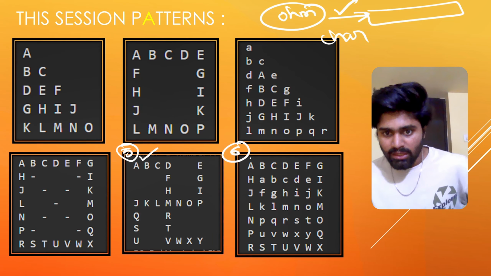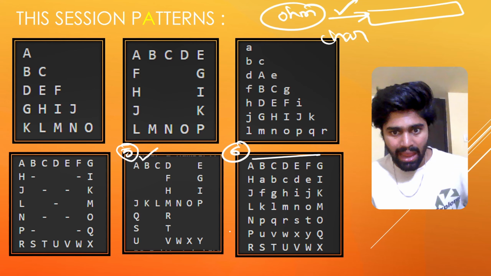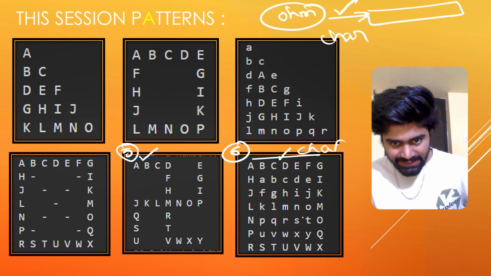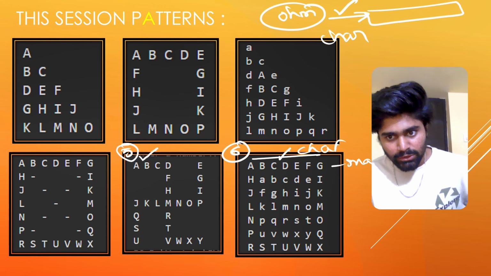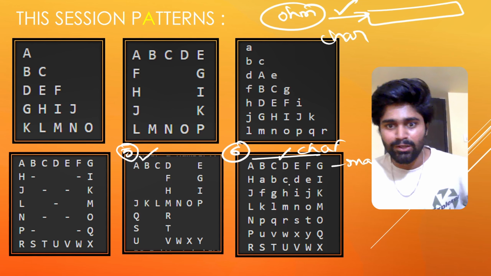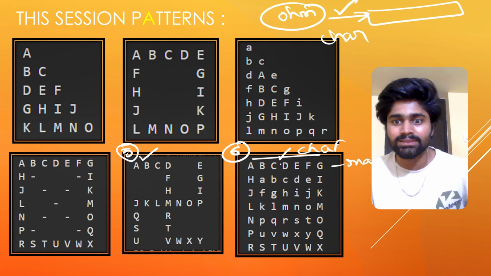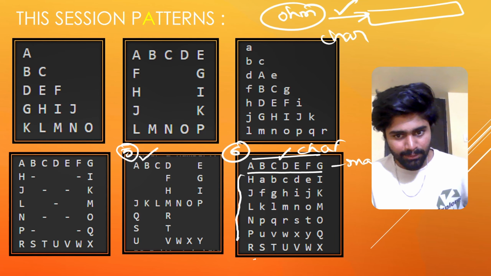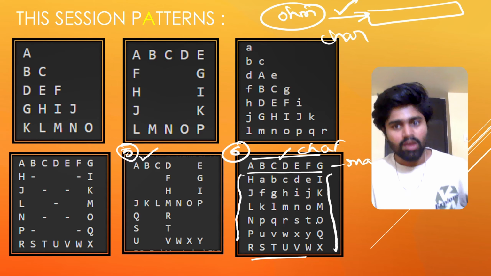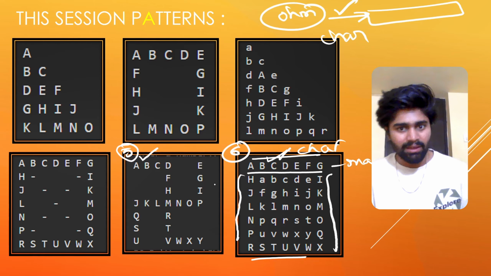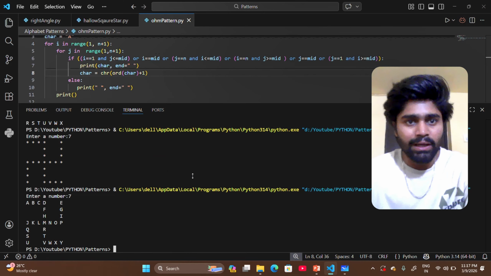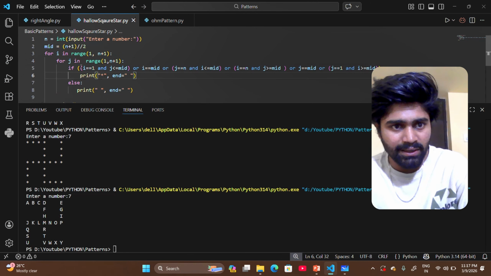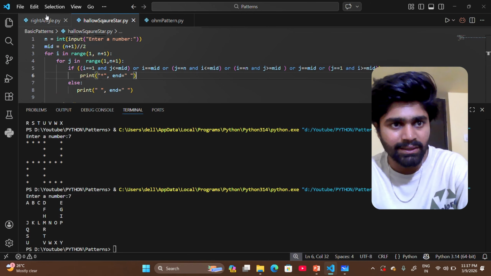In that pattern, outside in the hollow square we have the capital letter, and inside that we have the small letter. So how to print the small letters inside the hollow square? Whenever the hollow square logic is true here, we are going to print the capital letter. That is whenever i value equal to 1, j value equal to 1, i value equal to n or j value equal to n. So we are going to print just a simple thing.